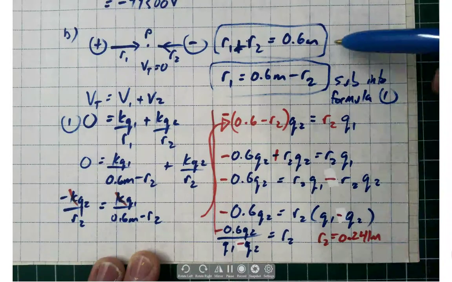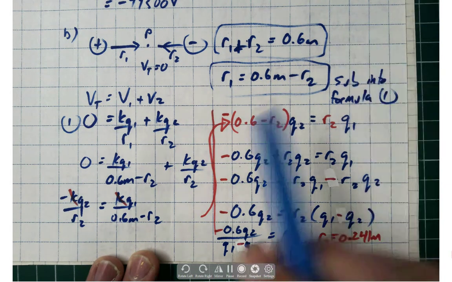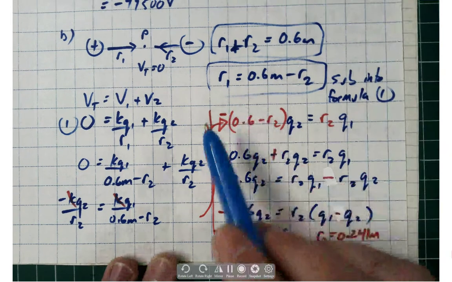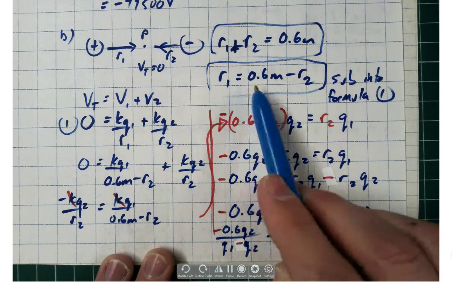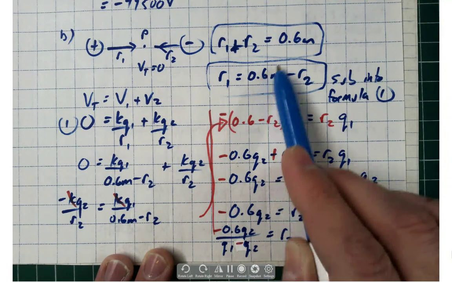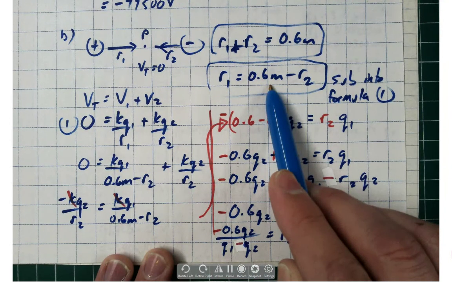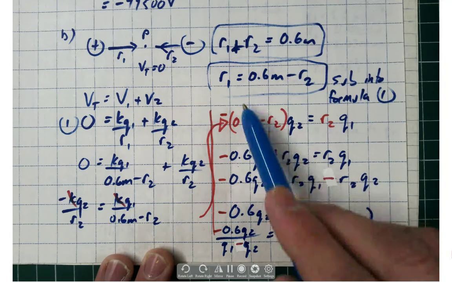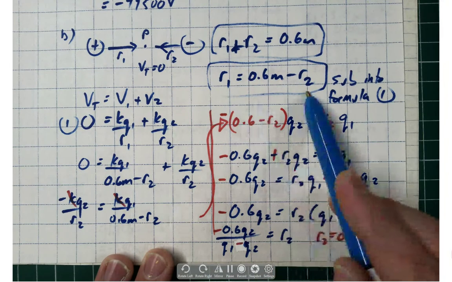What we could still say is that R1 plus R2 is still 0.6 meters. In other words, the charges are the same distance apart from each other. That hasn't changed. What we could also say is that 0.6 meters minus R2 must be equal to R1. We're just rearranging the first expression to get the second expression, right? And the reason you would do that is that it allows us to express R1 in terms of R2.